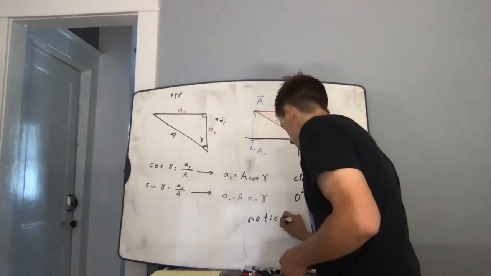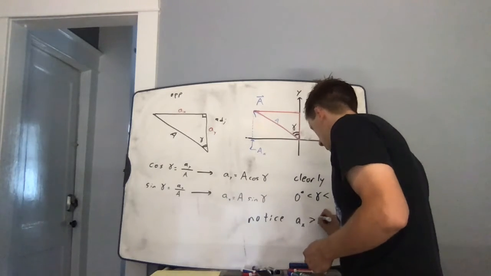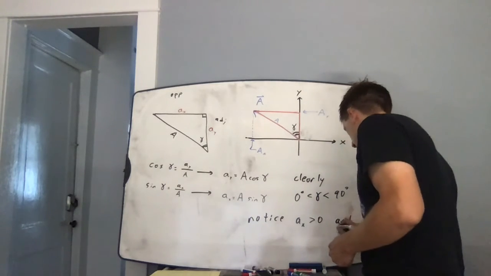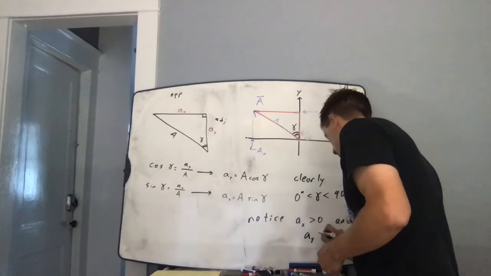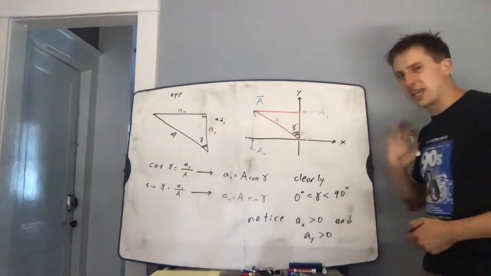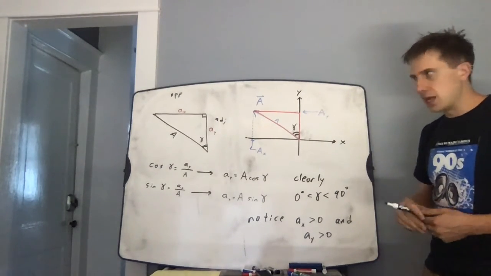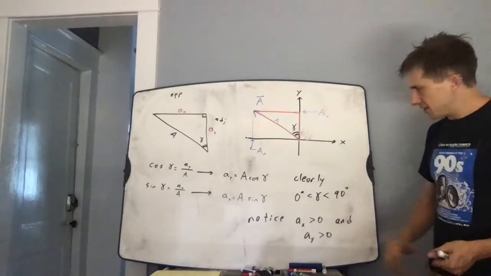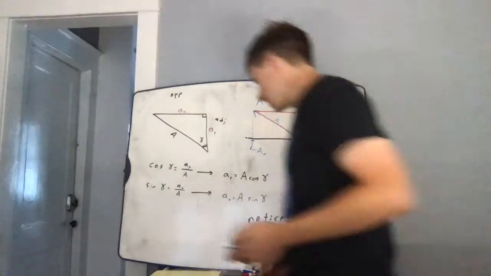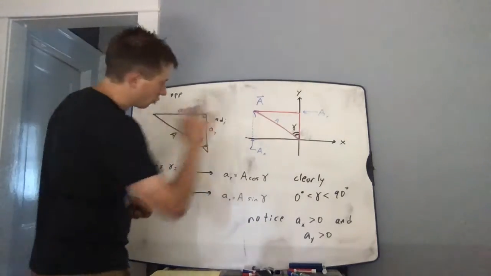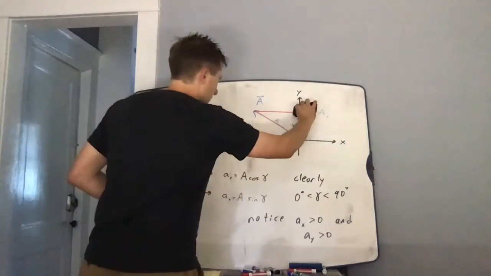Notice lowercase ax is greater than 0 and lowercase ay is greater than 0. We did not make any mistake in our calculation. So everything I did is okay up to this point. But now what I have to do is go back to my original picture.